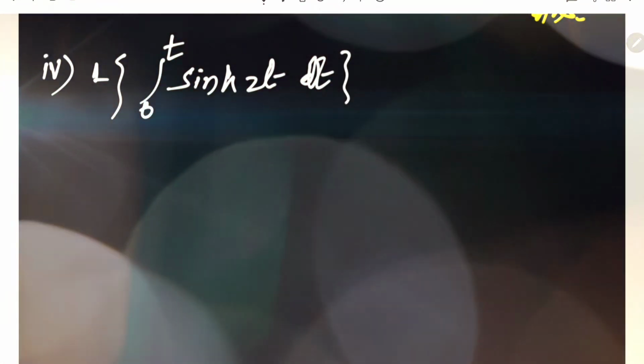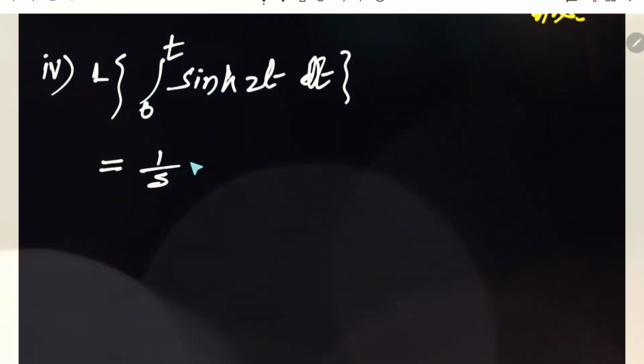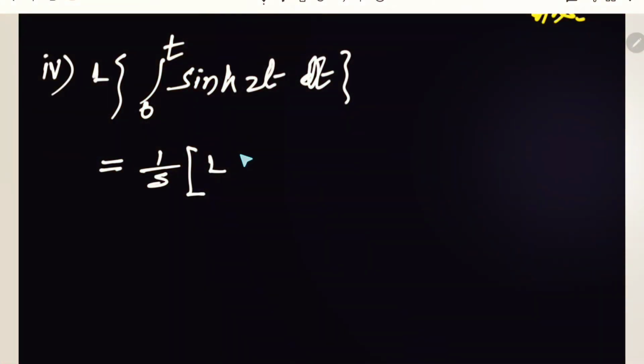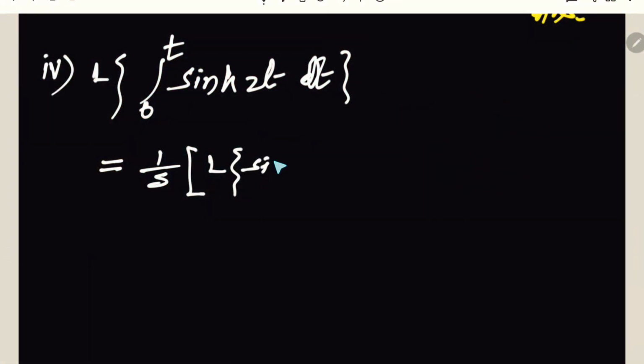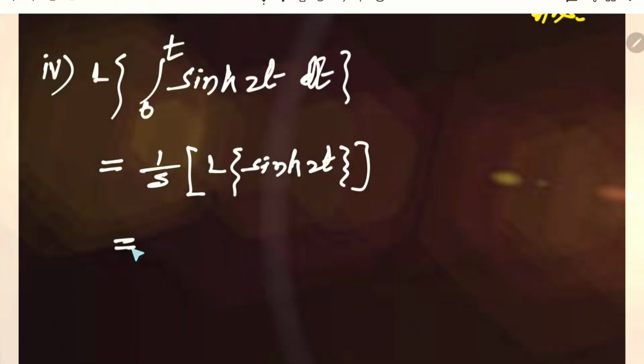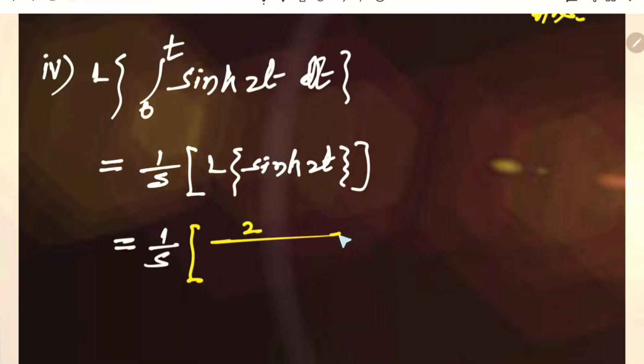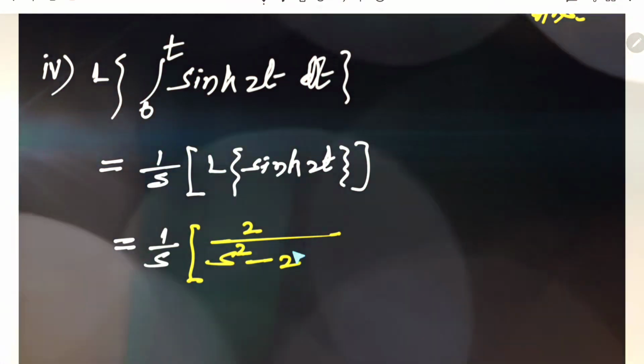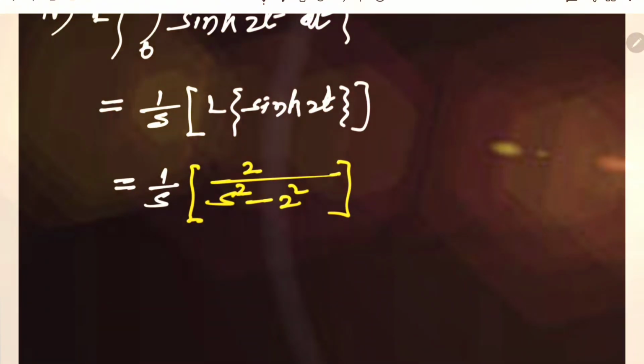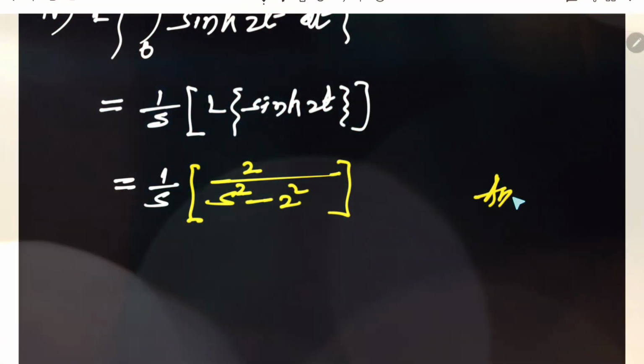Then example number 4th, Laplace of integration of sine hyperbolic of 2t with respect to t between 0 to t. It is 1 by s into f bar of s. F bar of s means the Laplace of sine hyperbolic of 2t. This is another way to write that Laplace transform. Laplace of sine hyperbolic of at, here a is 2, is 2 upon s square minus 2 square. Required answer. In 2 steps only we get the answer.